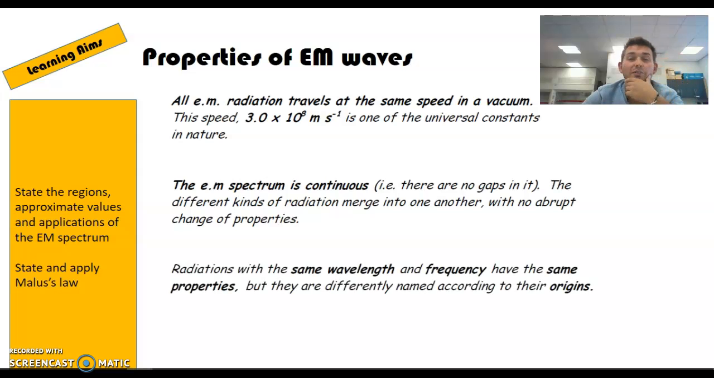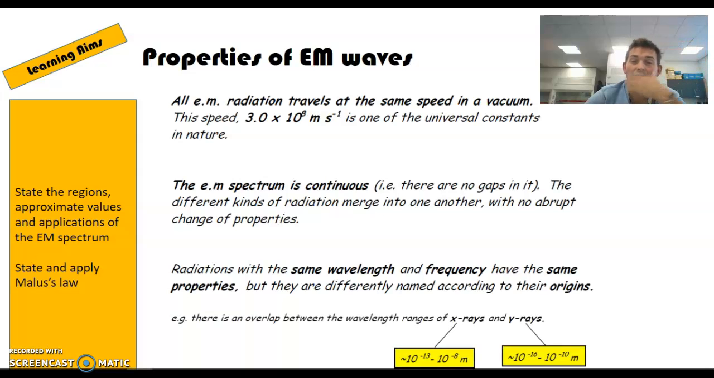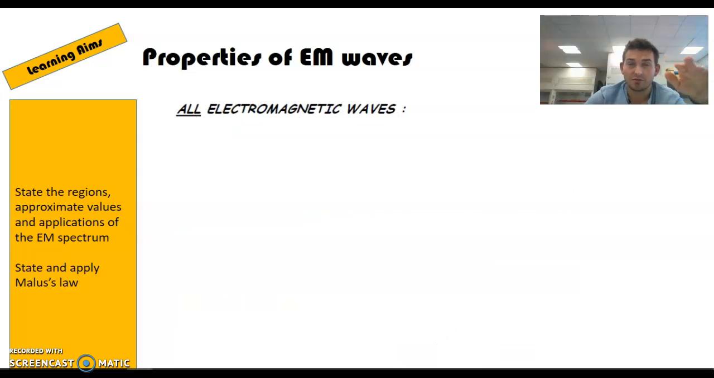Radiation with the same wavelength and frequency have the same properties, but they are differently named according to their origins. Like we were saying about some aspects of radio and microwave, they could be exactly the same for all intents and purposes, but how they were produced defines what they are. And there is an overlap between X-rays and gamma rays, for example.